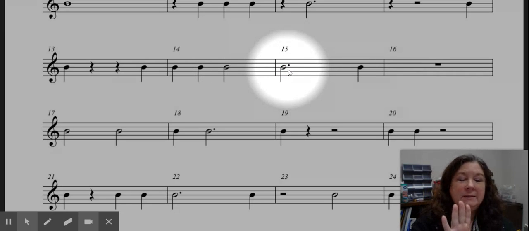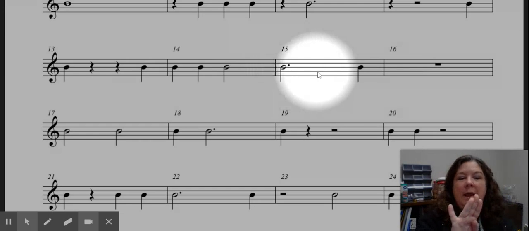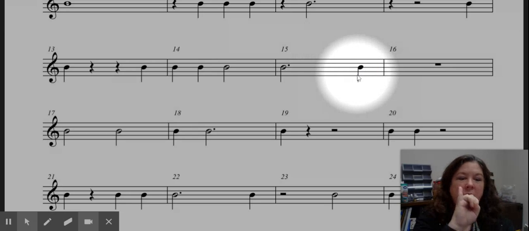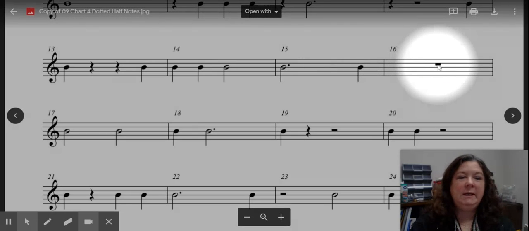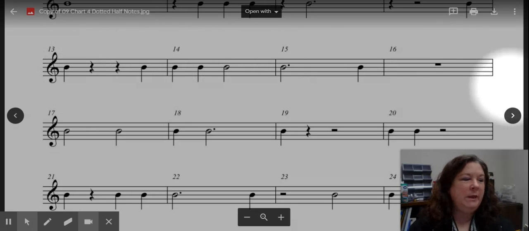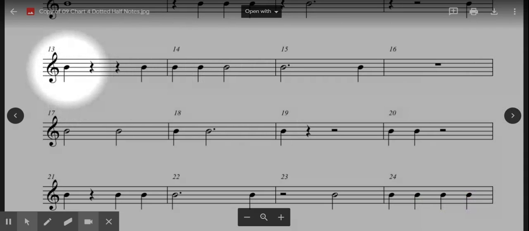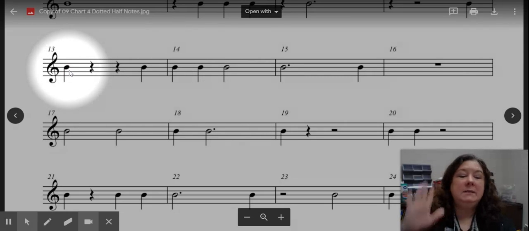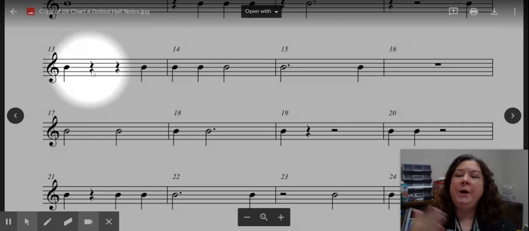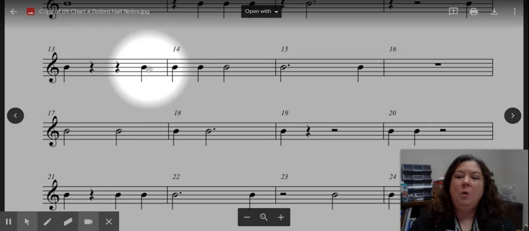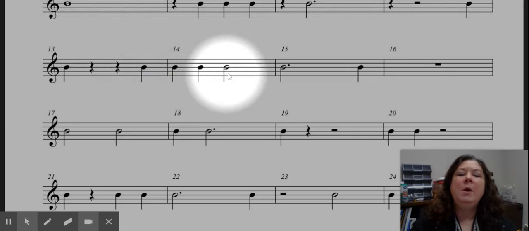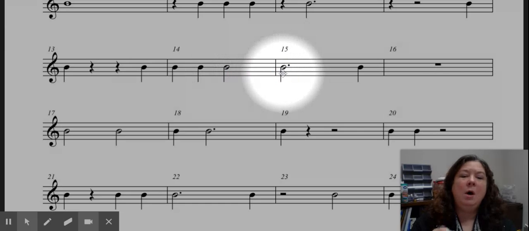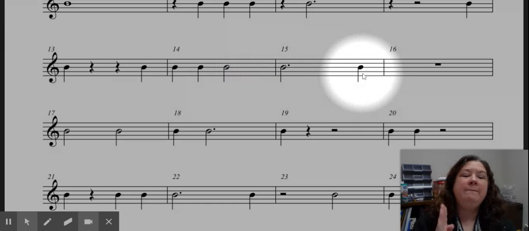So 3 beats for that, 6 pulses. 1, and that leaves our quarter note here with beat 4. Measure 16, we have a whole rest, so that will be 4 beats of silence when we get there. Here's our met. Sit on the edge of your seat, and down, up, ready, and clap. 1, 4, 1, 2, 3, 1, 4.